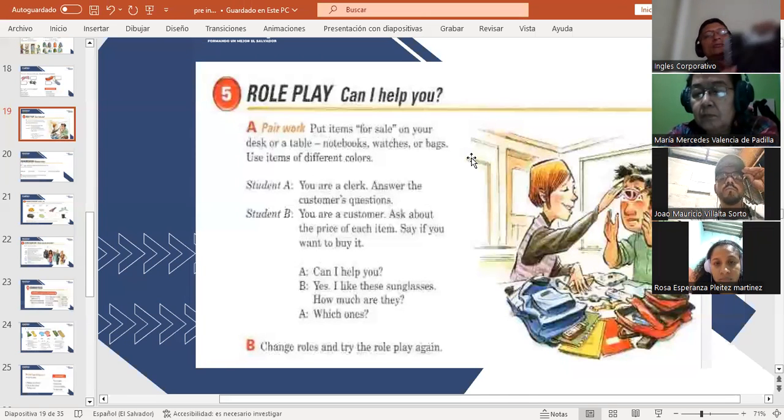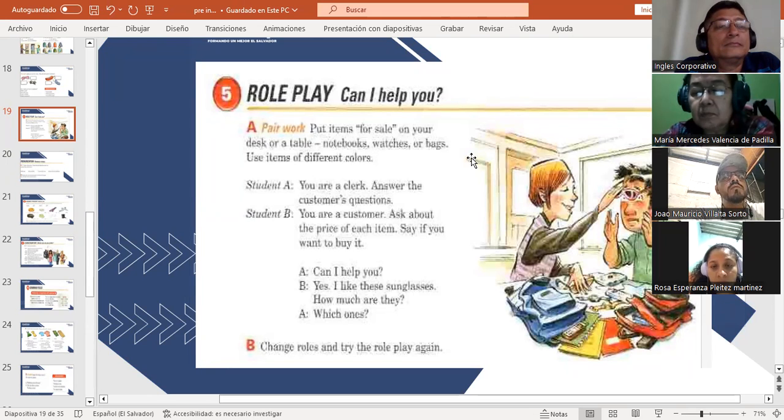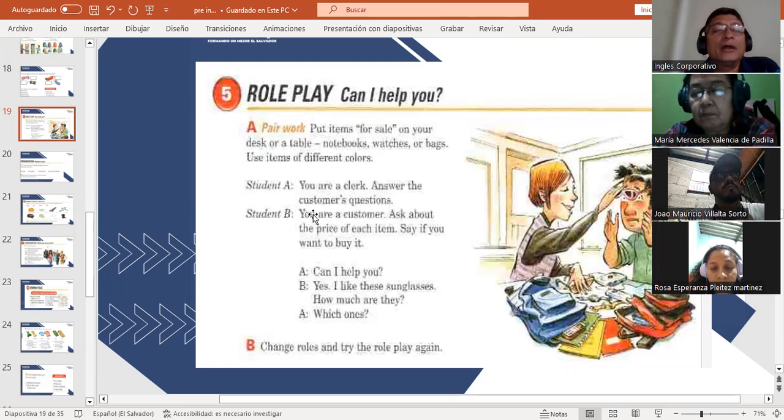She has a notebook too. So those are things that you can sell. Understand the activity? Okay, it says, student A, you are a clerk. Answer the customer's questions. Student B, you are a customer. Ask about the price of each item. Say if you want to buy it.